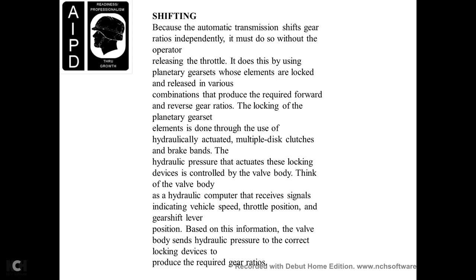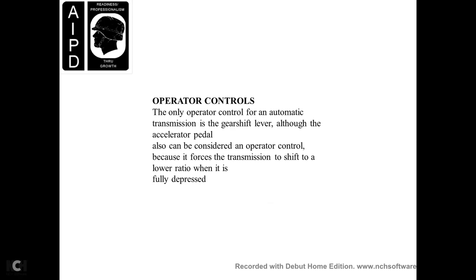Think of the valve body as a hydraulic computer. It receives signals indicating the vehicle speed, throttle position, and gear shifter lever position. Based on this information, the valve body sends hydraulic pressure to the correct locking device to produce the required gear ratio. The operator controls for the automatic transmission are the gear shifter and the accelerator pedal. The accelerator pedal can also be considered an operator control that causes the transmission to shift to a lower ratio when it is fully depressed.